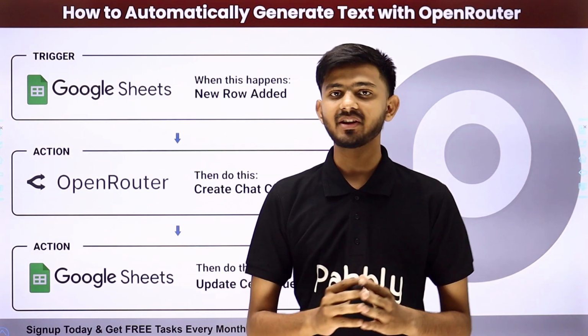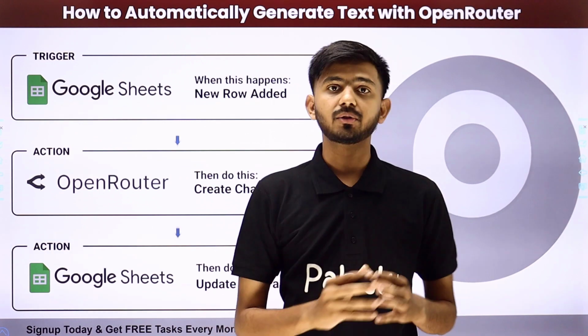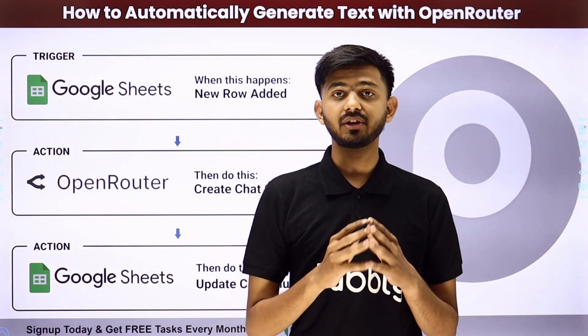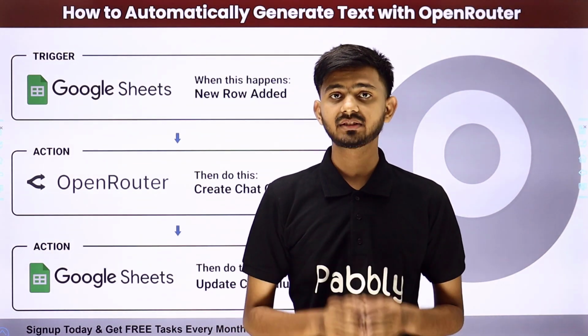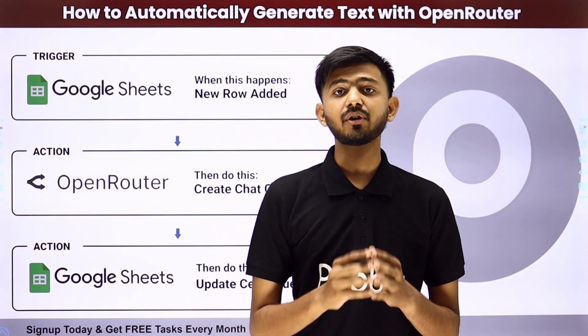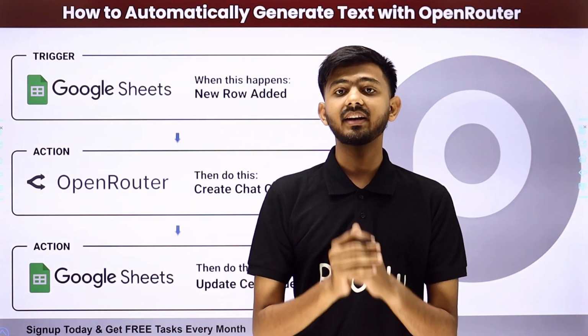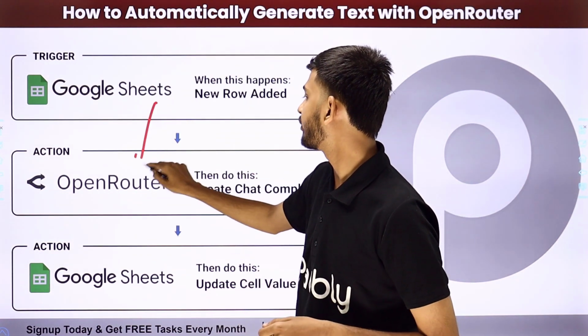Hello everyone, today we are going to learn how to automatically generate text with OpenRouter. So today our objective is that whenever we get a new row added in our Google Sheet with the topics, we want to auto-generate content for those topics using OpenRouter, and we want to update the cell value for those in our Google Sheet. For this, we are going to create an integration between Google Sheets and OpenRouter.